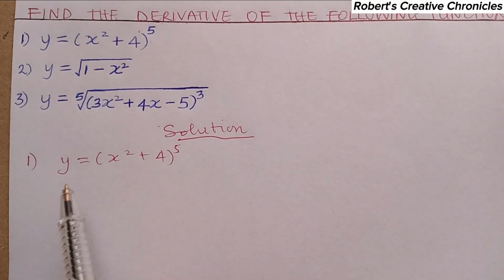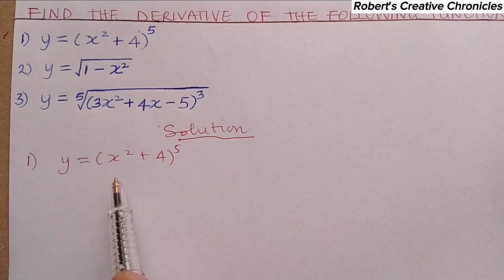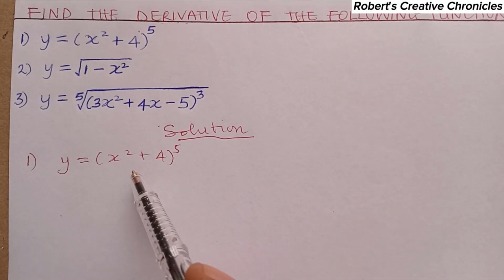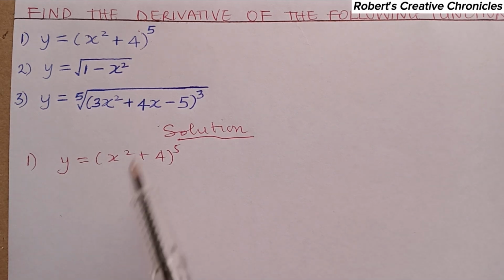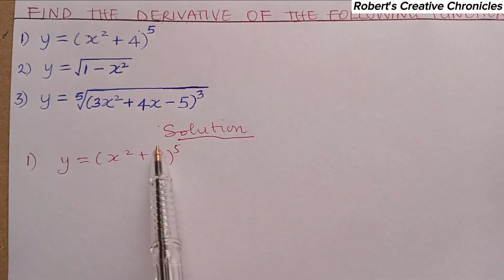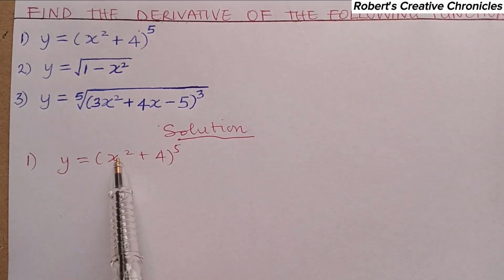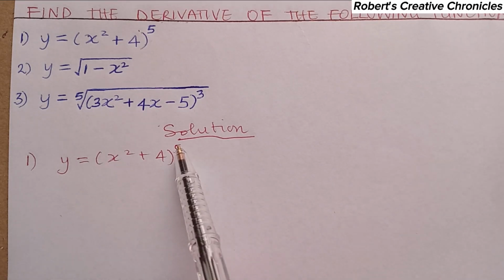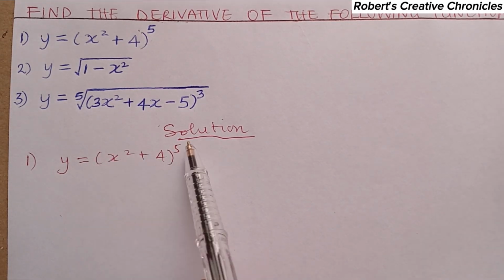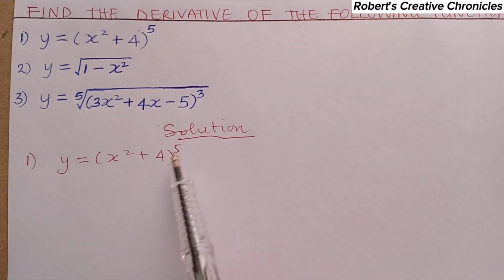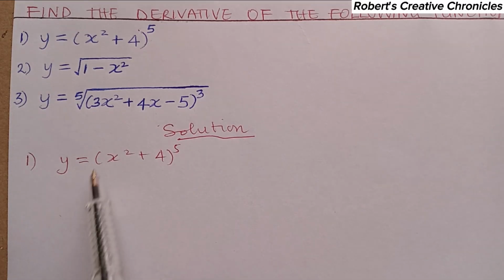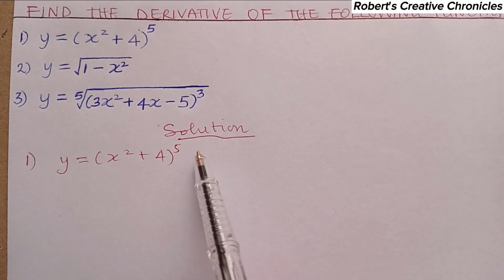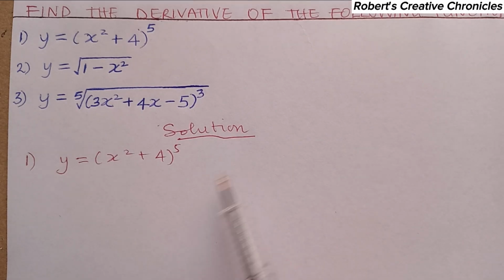Now, for this kind of function, there are two ways you can solve it. It's the same procedure, but there's a faster way. You can differentiate the internal function, which will give you 2x. The derivative of this internal function is 2x. Then you differentiate the outside function, it becomes 5, and the power becomes 4. So it will be 5 times x squared plus 4 raised to the power of 4. Then you multiply it by that derivative, which is 2x.